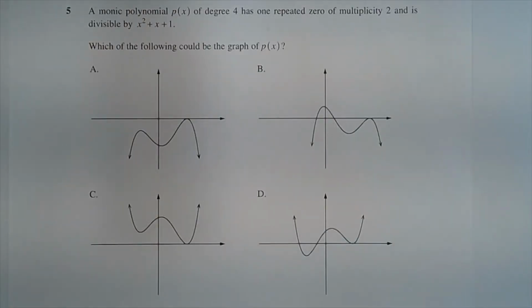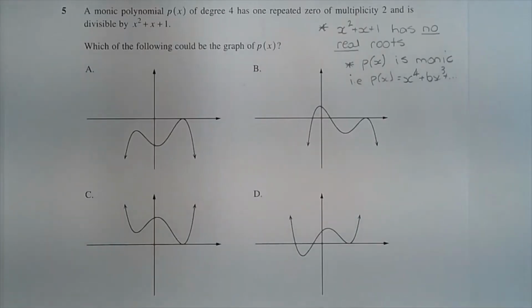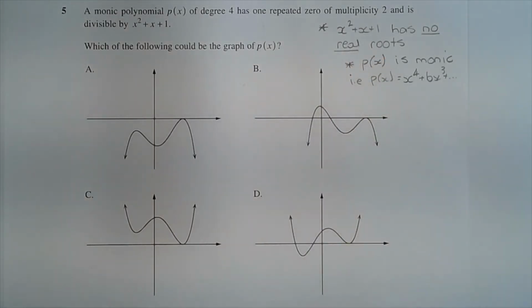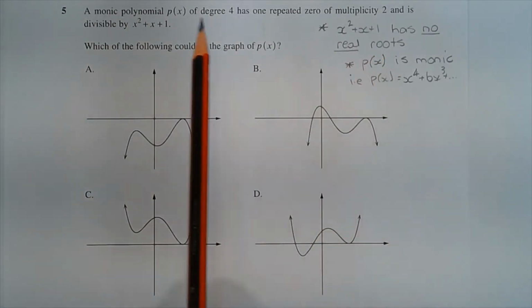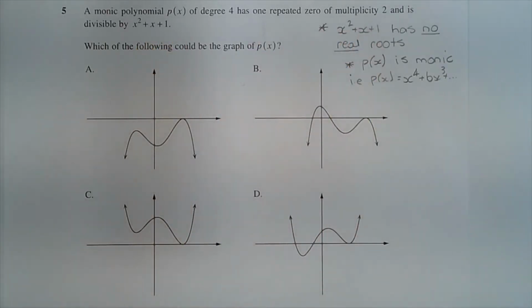Question 5. A monic polynomial p of x of degree 4 has one repeated 0 of multiplicity 2 and is divisible by x squared plus x plus 1. Which of the following could be the graph of p of x? Firstly, the divisor x squared plus x plus 1 has no real roots. This fact, alongside the fact that the polynomial p of x has one repeated 0 of multiplicity 2, means options B and D are both incorrect.